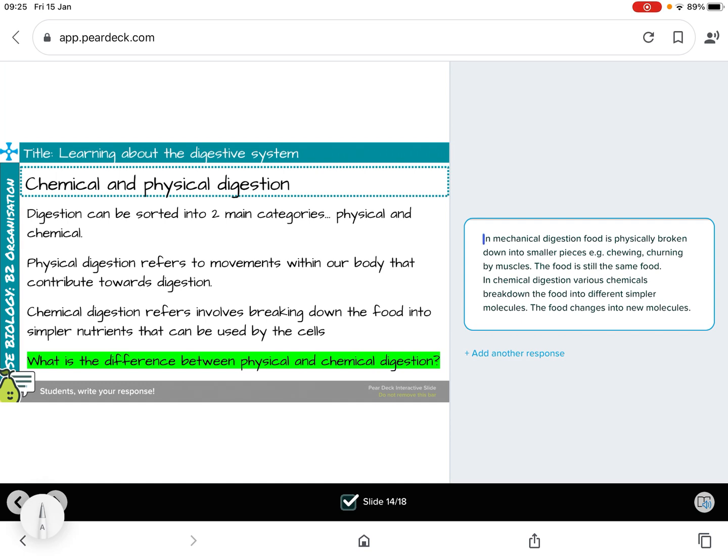Chemical digestion refers to breaking down the food into simpler nutrients. So this means that a chemical will break down the food into different molecules. So it was a chip, but now it's glucose and glycerol and fatty acids. It's made up of the tiny components that make it up.